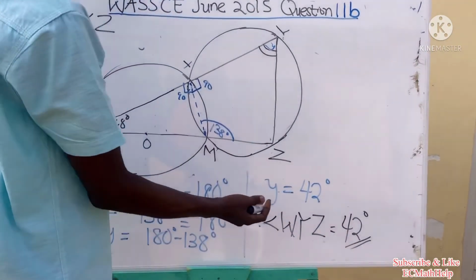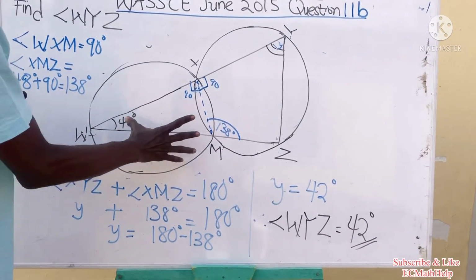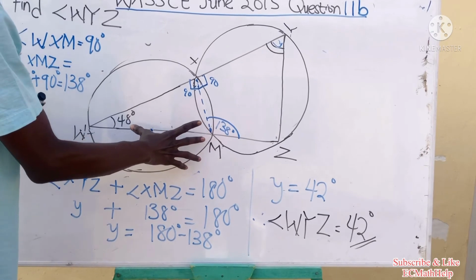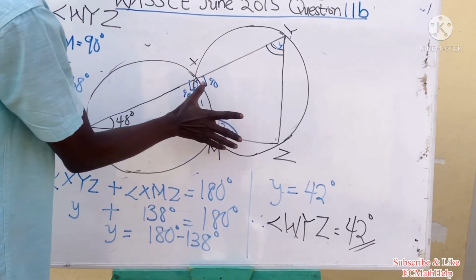So this marks the end of the question. In this question, we use two properties. We use the diameter property of a circle, then we use the cyclic quadrilateral property of a circle as well.